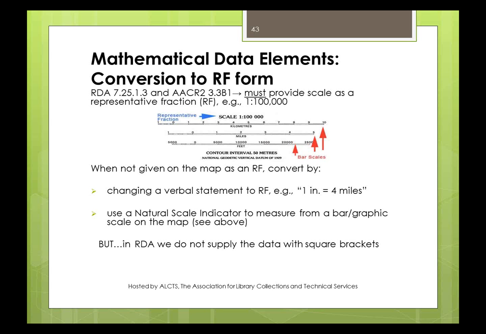When reviewing all of the instructions found in 7.25 relating to scale, you will not find in either the instructions or in the accompanying illustrations a set of square brackets used. When we are following AACR2, we employ a set of square brackets in those circumstances where the scale is not provided in its representative fraction form, as it must. And those instances are either when we convert a verbal scale statement into a representative fraction, or when we pick up a natural scale indicator and take a measurement along a bar graph using that tool to determine a representative fraction.